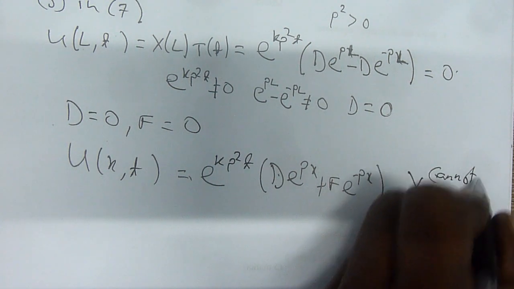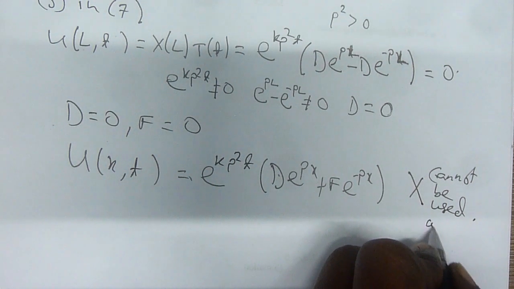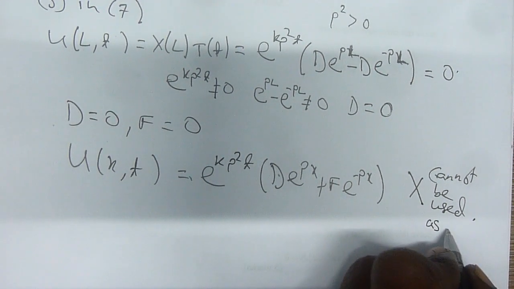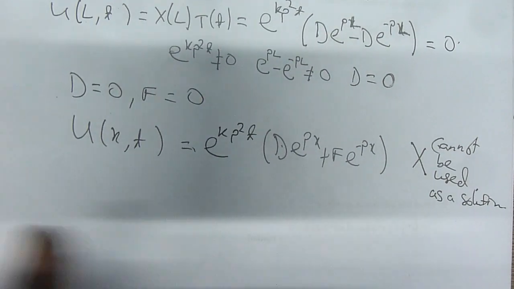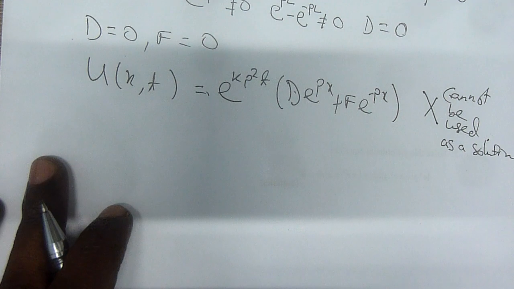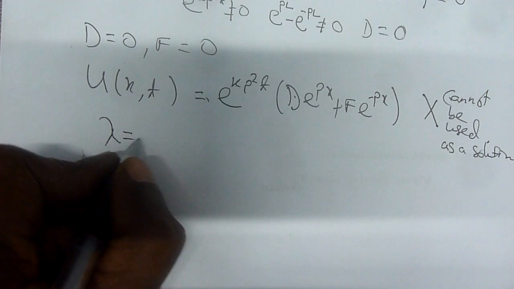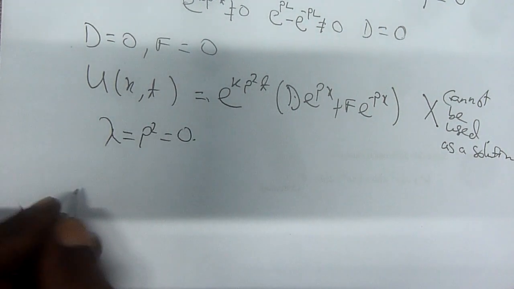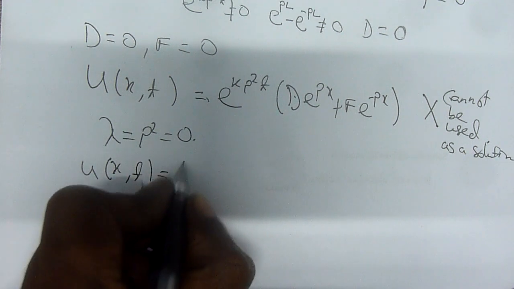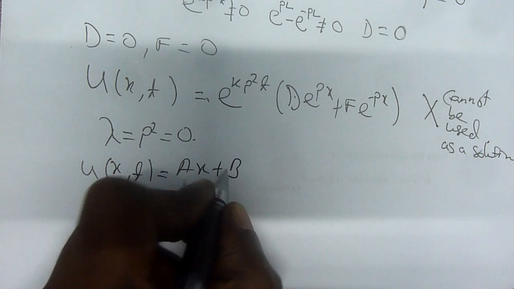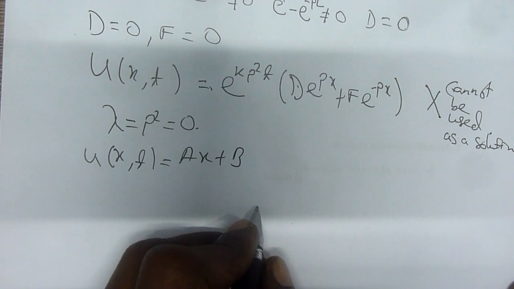Cannot be used as a solution, because you get a 0. Similarly, if you work for lambda P² equals 0, you get u(x,t) = ax + b. It's meaningless if you apply the boundary condition.